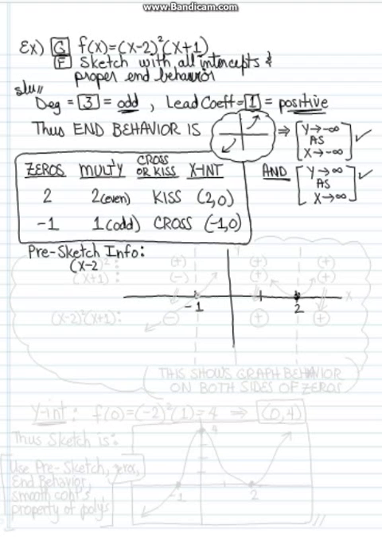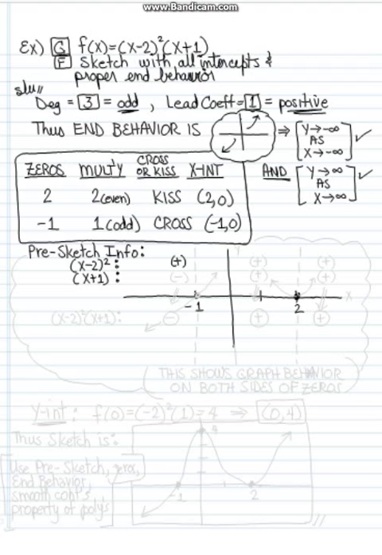Now list the factors in the factorization of the polynomial: x minus 2 squared, x plus 1. We're going to figure out what the sign is on each of these factors in each region, and that's going to tell us what the sign of the total polynomial is in that region.